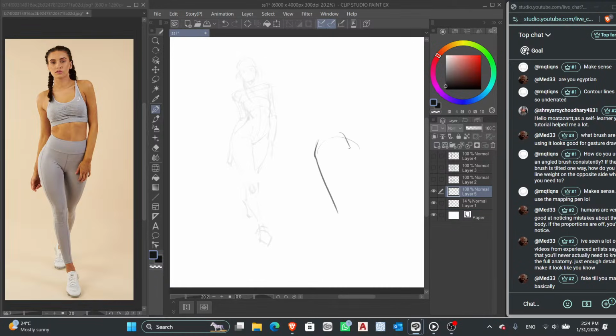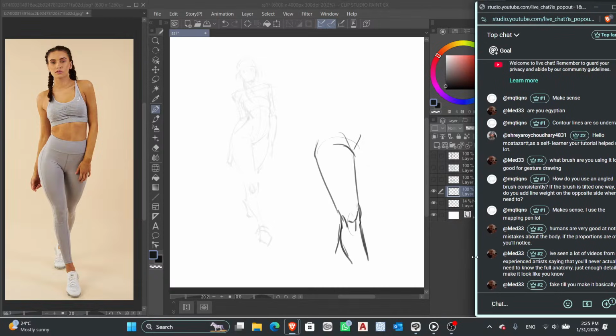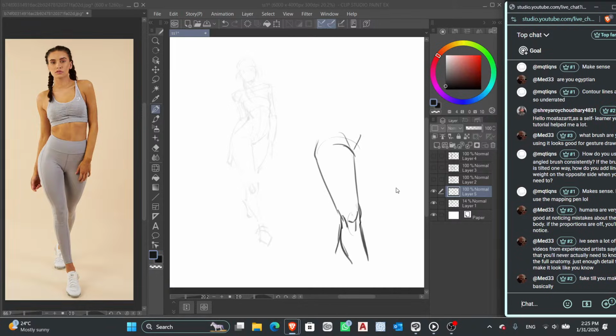This is the leg, and when we try to go for the knee, I just go like this. This is the knee I'm trying to draw. That's all. For me, this is convenient. Okay, guys? I don't even know how the knee looks, how it is attached. I just don't know. Yeah, fake it till you make it, basically. You never actually need to know the full detail, just enough detail. That's what I'm actually saying.